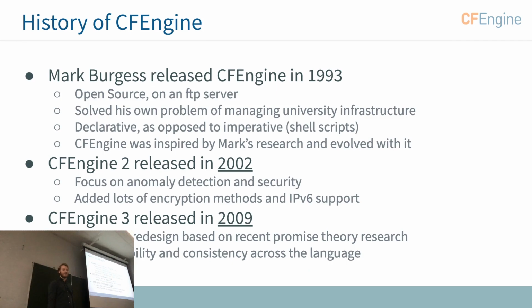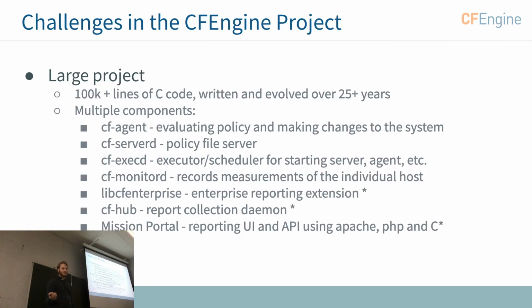each other both ways. In 2002, CFEngine 2 was released. It was focused largely on security, anomaly detection features, IPv6 support, and new encryption methods. And then in 2009, CFEngine 3 was released, which was a redesign of the language based on recent research that he did, and made it a lot more consistent and flexible in how you could structure your policy. So that's the background.